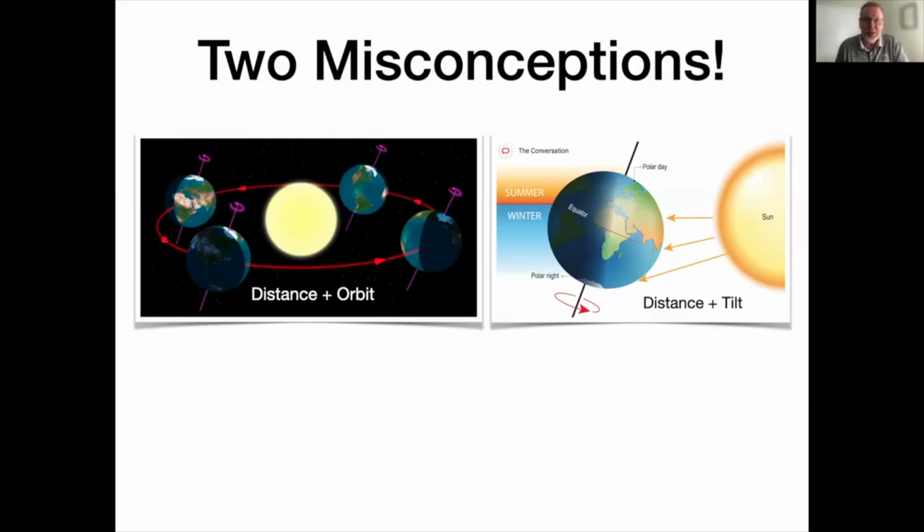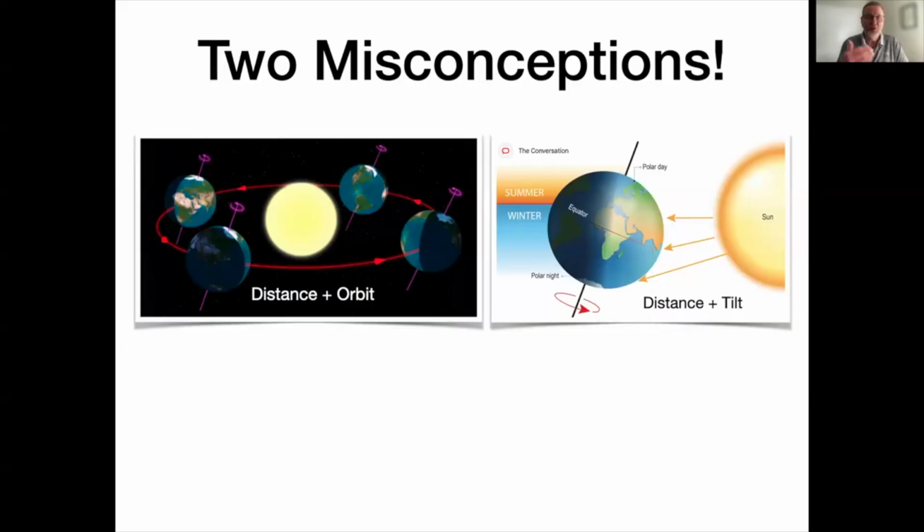Another misconception that may be less well known, but very important as well, is what I call the distance plus tilt. This is based mostly on the illustrations that you'll find in textbooks and on the internet, where the sun and the earth are about the same size. They're very close to one another, and the earth is tilted on its axis. And because of that, it's clear from the illustration that the northern hemisphere in this case is closer to the sun than the southern hemisphere.